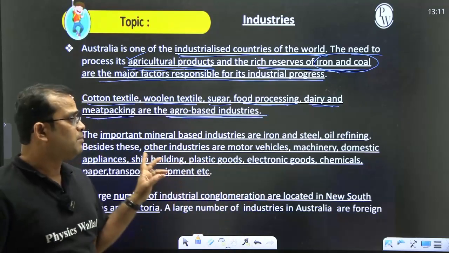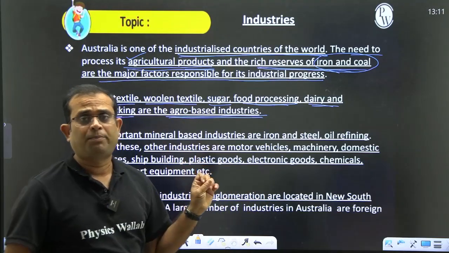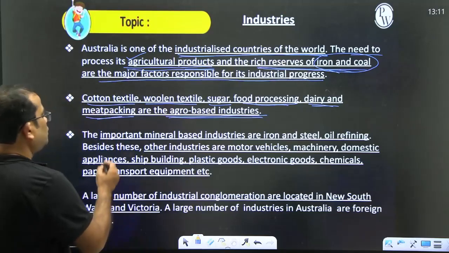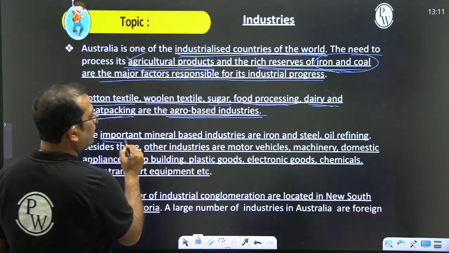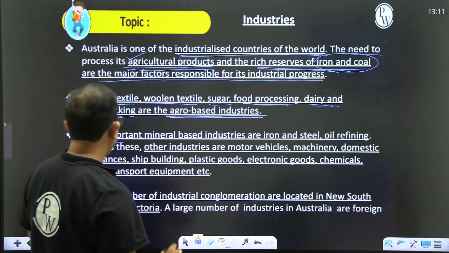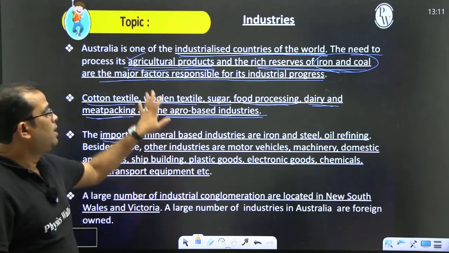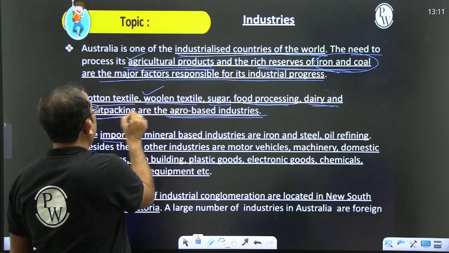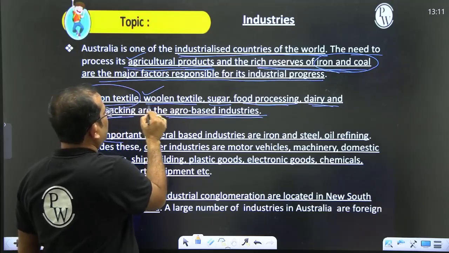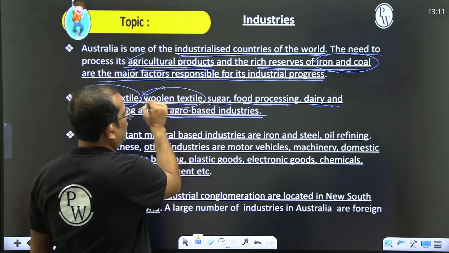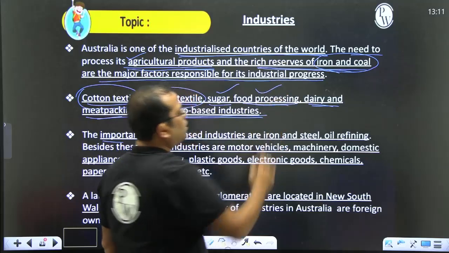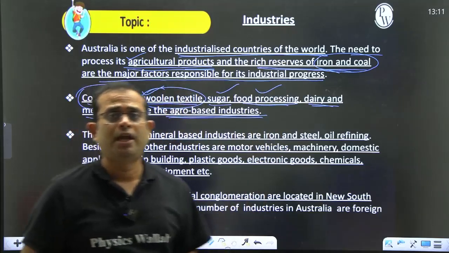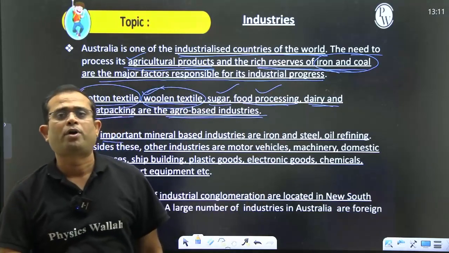So Australian lambs are widely accepted in other parts of the globe. Next, the important ones. Before coming to this paragraph again, I will say leading woolen textile, cotton textile. Apart from cotton textile, woolen textile is also important. Then sugar and food processing. Food processing means basically food products.